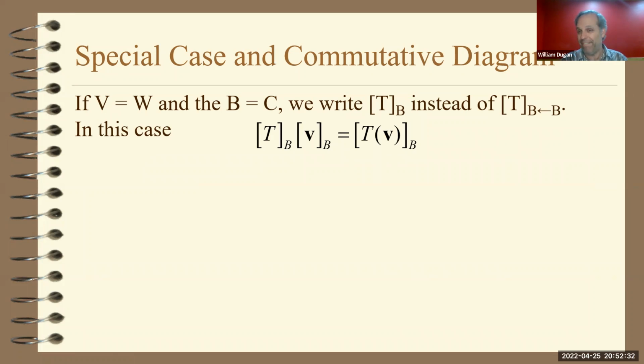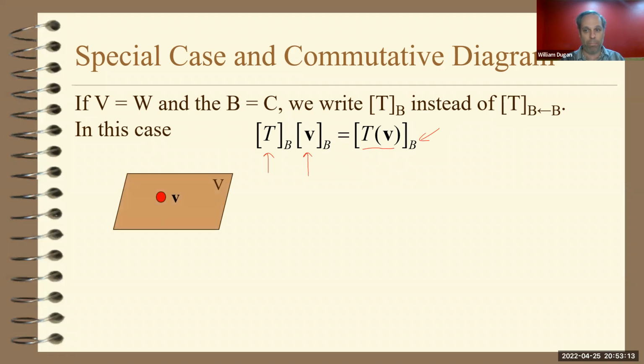So suppose V and W are the same space, and B and C are the same basis. So there's really only one basis. In that case, we don't write the matrix of T relative to B and B, because that's just hard to say. We just say the matrix of T relative to B. So there's only one subscript. In that notation, if you want to take T and apply it to V, and you want to know what its coordinates are relative to B, instead take this matrix and multiply it to this column vector, and that would be the answer.